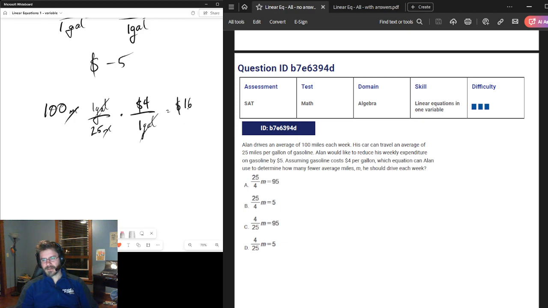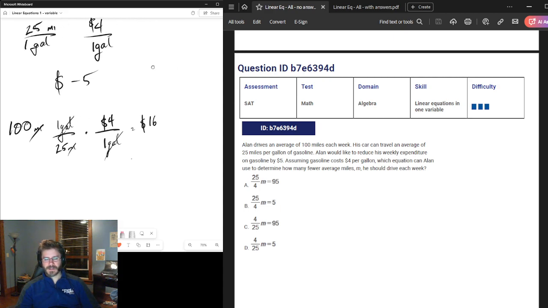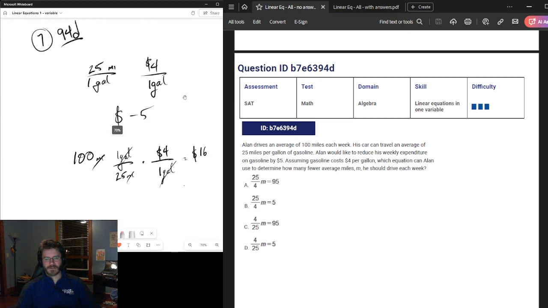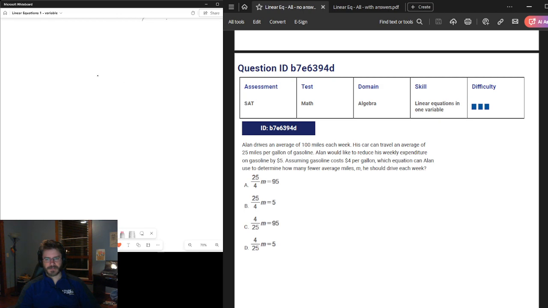We want to bring this down to $11. But I'm not sure that's going to be terribly fruitful for us right now. I'm kind of liking these 5s in my answer choices because I want my reduction in cost to be 5. So I'm kind of tempted to do something with that. But let's go ahead and continue down this path that I've started. So he's currently spending $16 a week. We want to reduce that by 5, so we want to go down to $11 a week, I suppose.